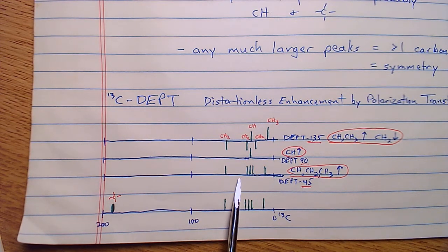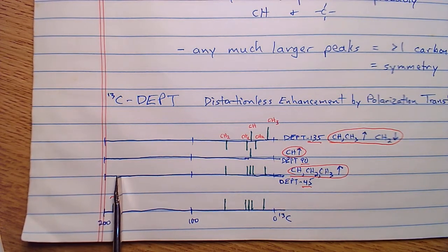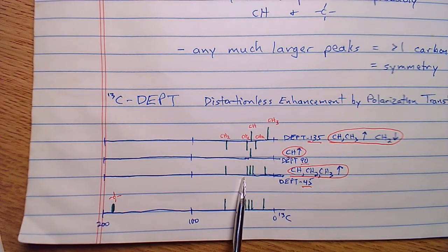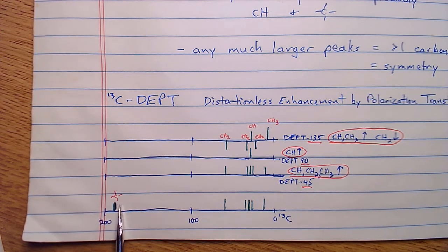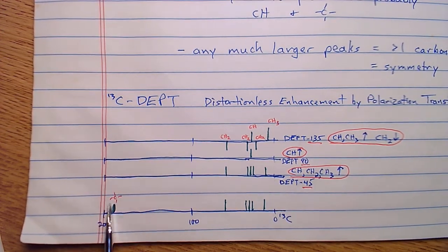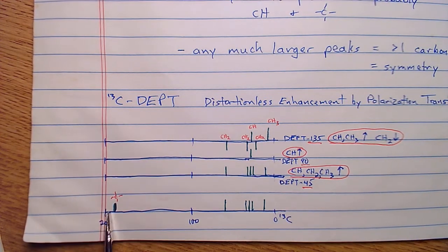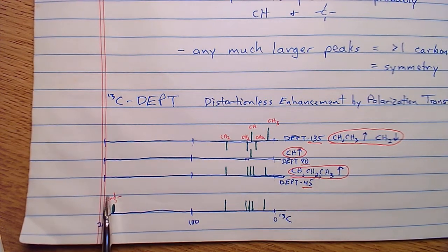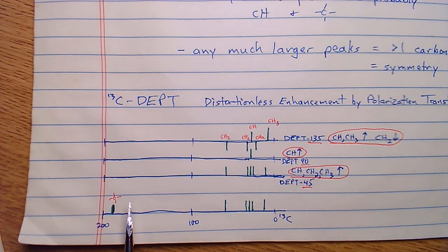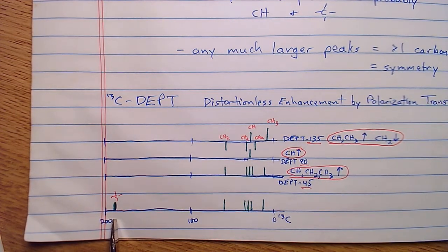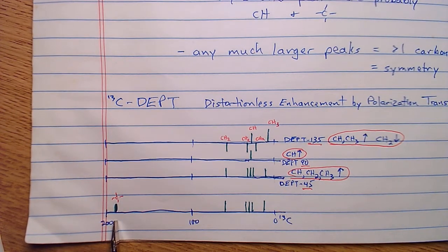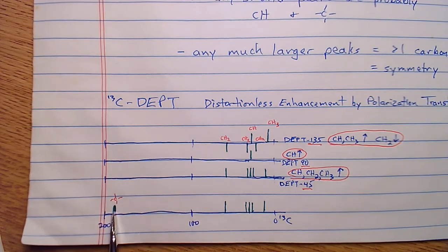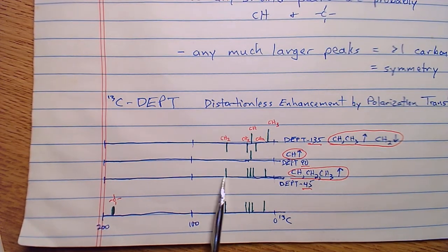So when we look at this DEPT 45 spectrum compared to our normal carbon-13, we see it's missing this peak. Because our DEPT 45 is missing that peak, we know that this peak must be a quaternary carbon. That tells us this carbon is a carbonyl due to chemical shift, and it's quaternary, which means there are no hydrogens on it, which means it cannot be an aldehyde. So this is the carbonyl of a ketone or carboxylic acid or ester, or maybe an acid chloride or something along those lines. We know it's not an aldehyde. So right away, that DEPT 45 gave us a little bit more information.